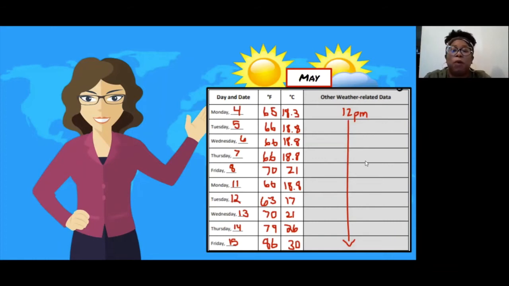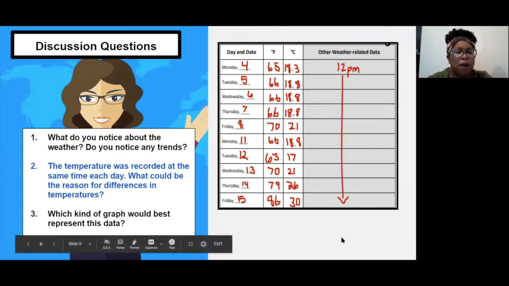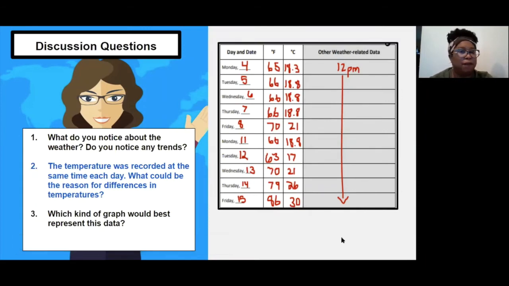Okay? So let's keep going. Find a partner, find a family member in your house to have this discussion with. Okay? And what you're going to do is talk with your partner about these 3 questions. Question number 1, what do you notice about the weather? Do you notice any trends? Question 2, the temperature was recorded at the same time each day. What could be the reason for differences in temperatures? And question 3, what kind of graph would best represent this data?